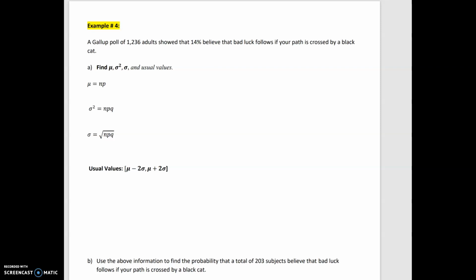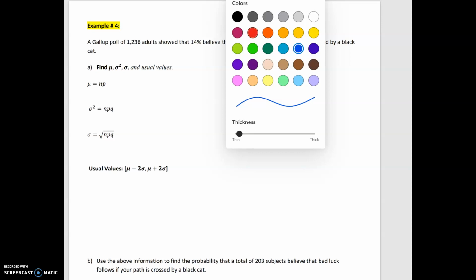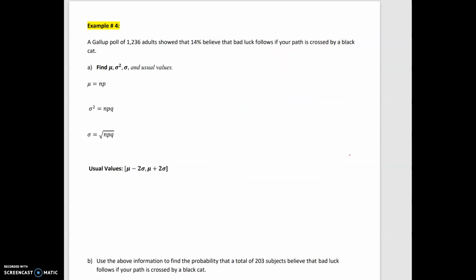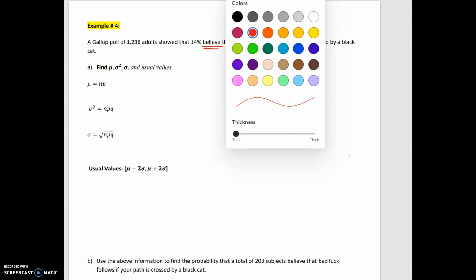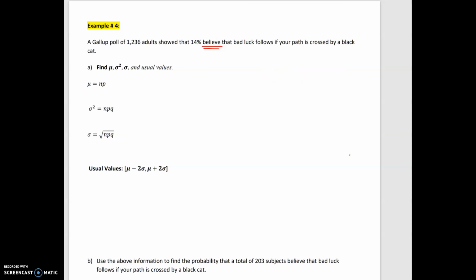Hi class, let's take a look at example 4. In this example, the main event that they're describing here is to believe in the bad luck. Because the only possible outcomes are to believe or not to believe, this one is a binomial experiment. So in this case, your n is going to be the total number of subjects. So n is equal to 1236.